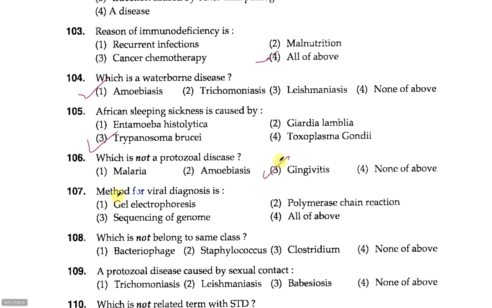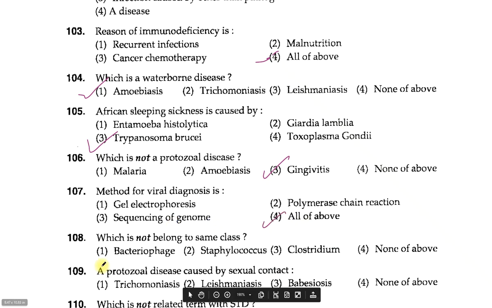Question number 107. Method for viral diagnosis is: 1. Gel electrophoresis, 2. Polymerase chain reaction, 3. Sequencing of genome, 4. All of the above. The correct option is 4, all of the above.